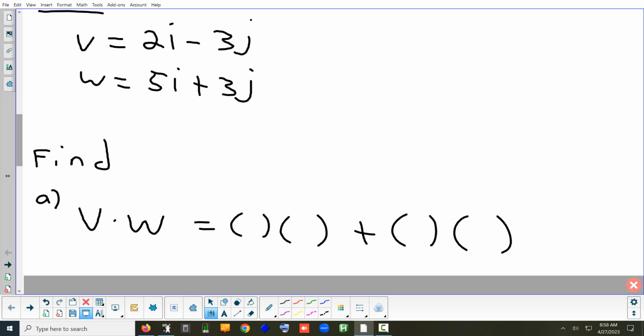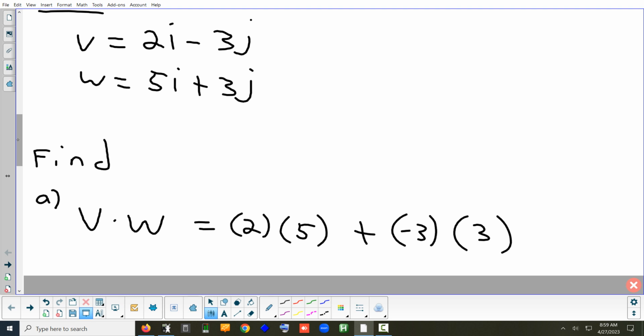So what would go in my first parenthesis? 2. Okay. And my second parenthesis? Yep. 5. So there's the product of my horizontal components. 2, 5. The reason we did the 2 first and then the 5 is because the V was first and the W was second. Okay. And then how about my third parenthesis? What's going to go in there? Yep. -3. And the last thing I need to fill in? Yep. 3.